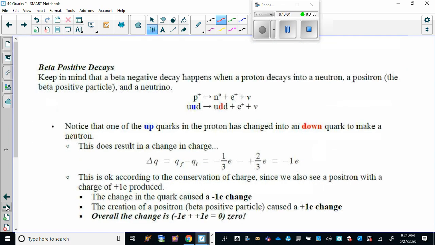And finally, we have beta positive decay, same thing. So here's a proton turning into a neutron plus a positron plus a neutrino. And in that case, an up quark changes to a down quark. And again, everything balances out because on the left side of the equation we have +1, and on the right side of the equation we have +1.